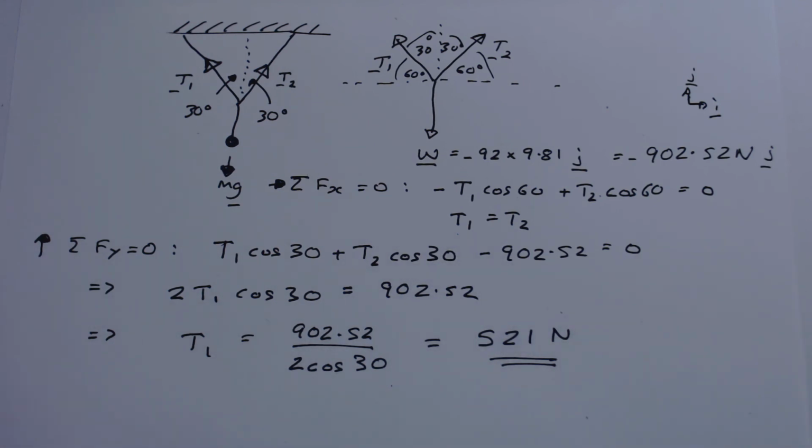And therefore T2 equals 521 newtons. So notice there's no irrational numbers there. I've tried to keep my cos to the end when I've put it into my calculator, and that's my solution. So that's how I'm going to solve that problem, avoiding irrational numbers and playing with numbers.